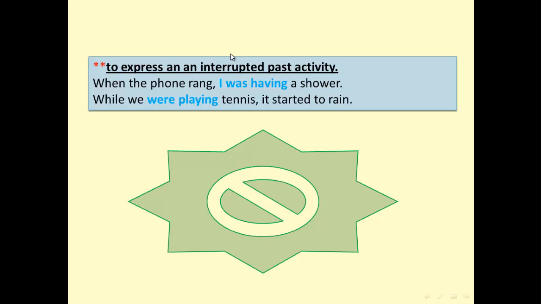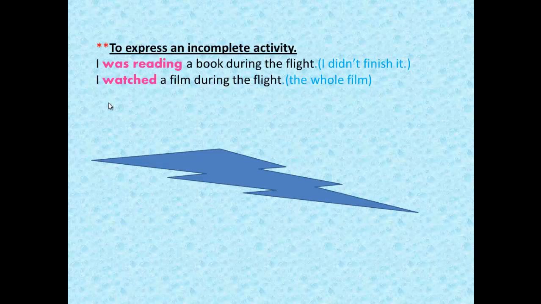And here we have to notice these keywords or adverbs, when and while. They are so important words. They lead me to the right use of the tense. Now let's move to the following use of past continuous. Number 4, we use past continuous to express an incomplete activity, to express activities which were not finished. They are incomplete. We use past continuous to express an incomplete activity.